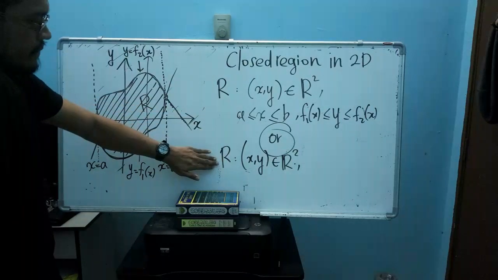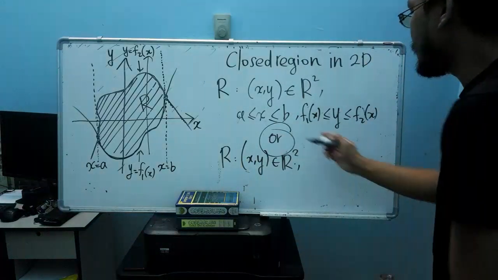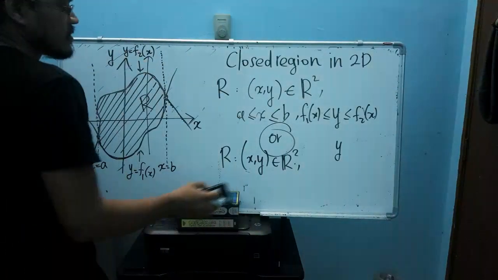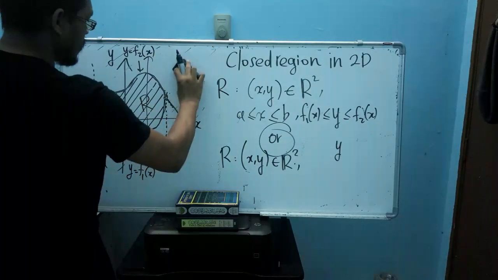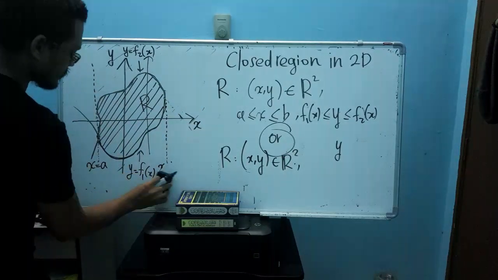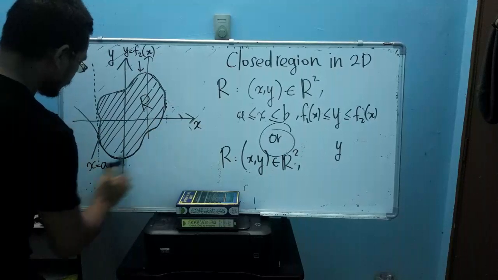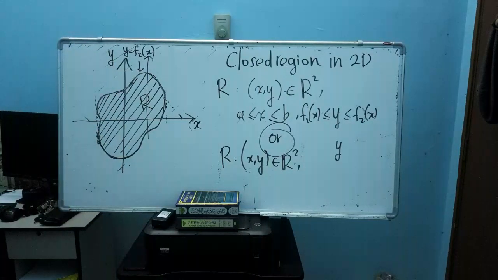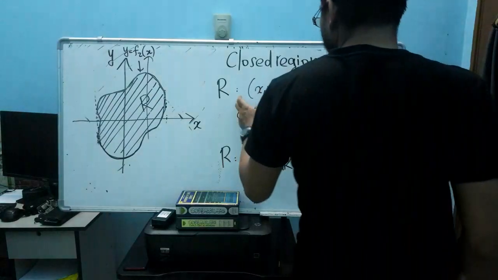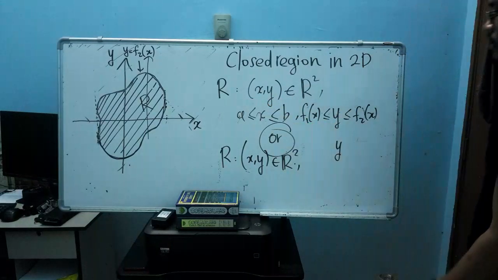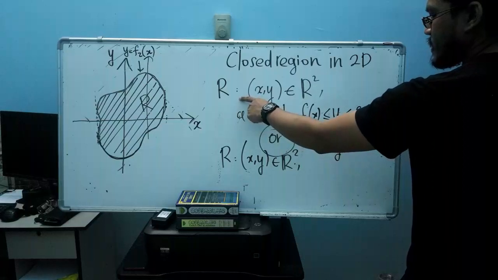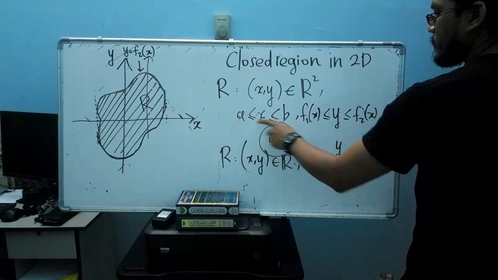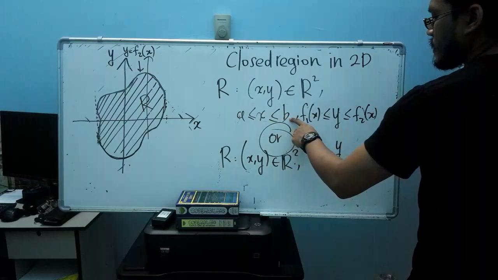Now the second part: I will describe my R by looking at the value of my Y first. We will use the same idea from the first part. When we described it in the first discussion, we looked at the value of X, where X is between these two numbers. Of course, A is the minimum and B is the maximum value of X.